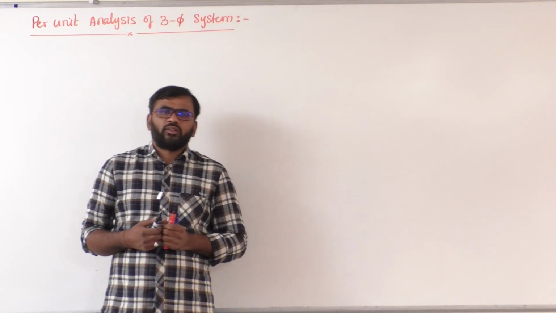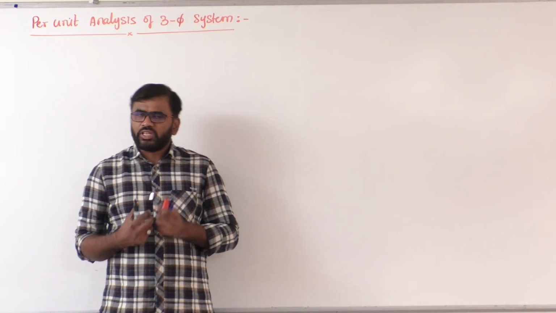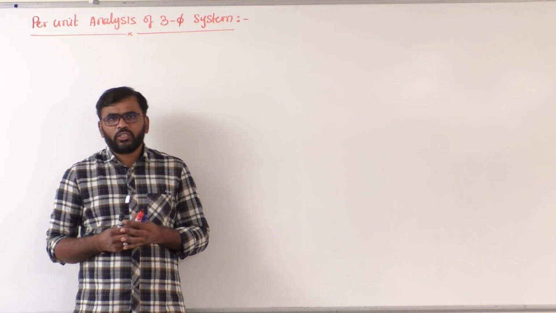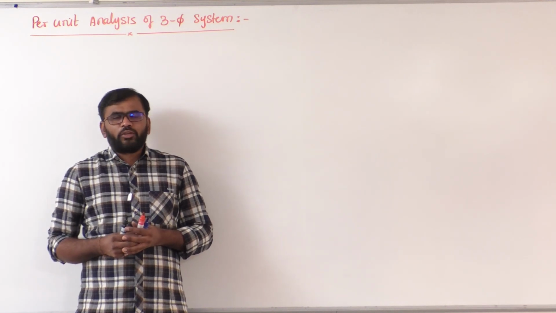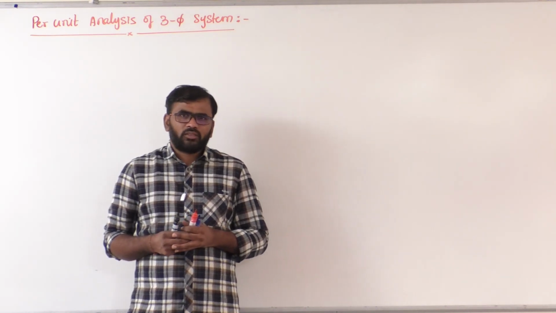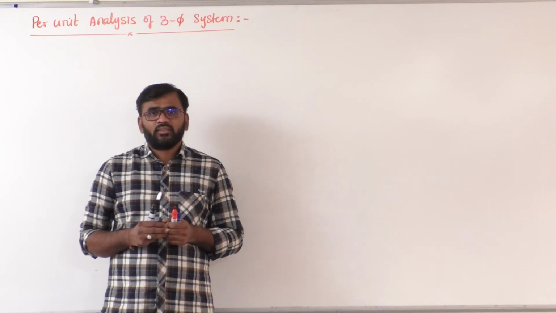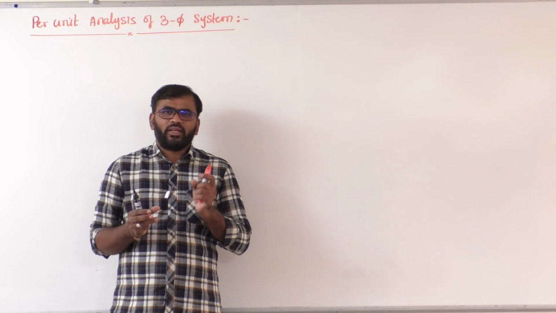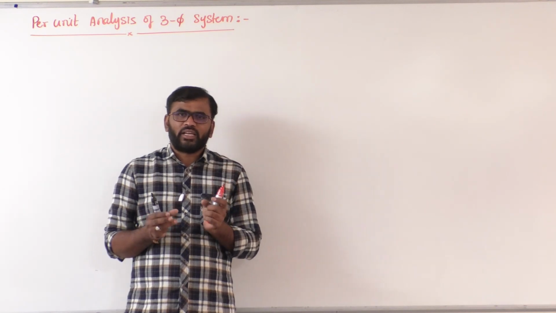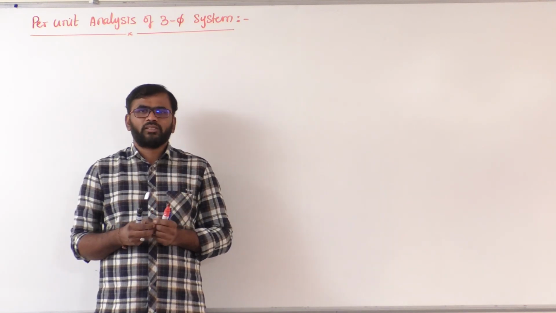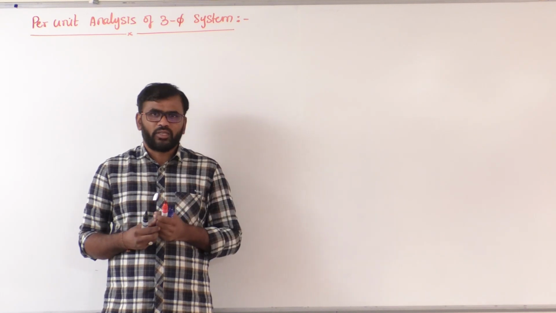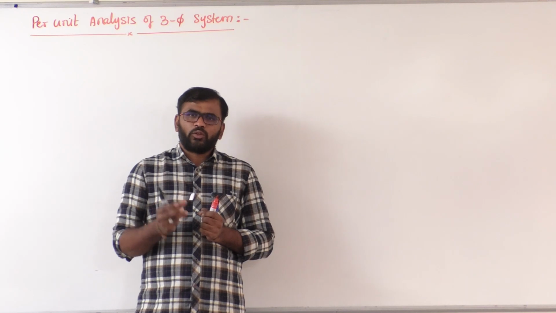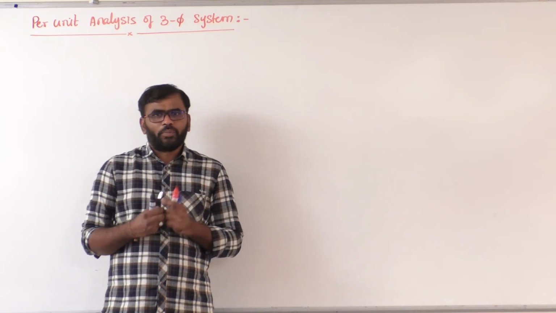In the previous lecture we have seen per unit analysis of single phase system and also per unit analysis of single phase transformers. From per unit analysis of single phase transformers we have clearly concluded that the per unit current in the primary and the per unit current in the secondary of a transformer are the same. That means I1 per unit equals I2 per unit, V1 per unit equals V2 per unit, and Z01 per unit equals Z02 per unit.